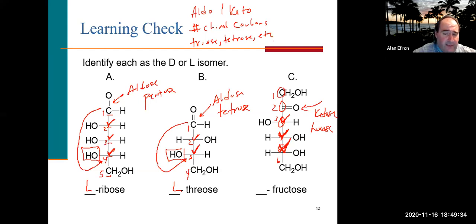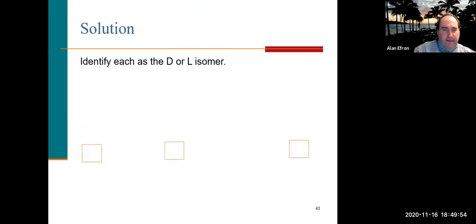So in this particular case, furthest away from the carbon oxygen double bond, again, takes us to this guy. And our OH group here is on the right. So we are looking at D in this particular case. Any questions on any of those there? Agrees with us. That's good.